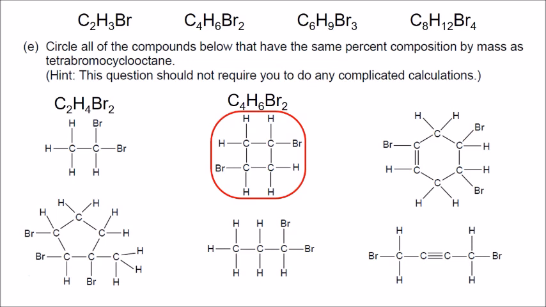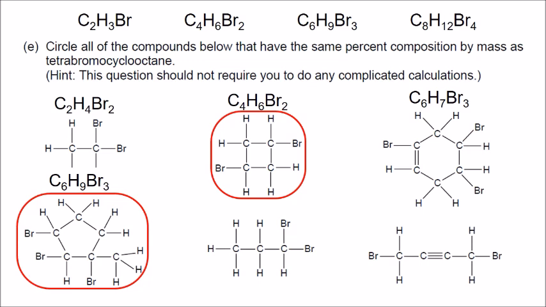Our next molecular formula is C6H7Br3. That doesn't match anything above. We have C6H9Br3, so that does match. And then neither of these final 2 compounds will match. C3H6Br2 and then C4H4Br2. So the only ones that are circled are the ones that match, having the same empirical formula as tetrabromocyclooctane.